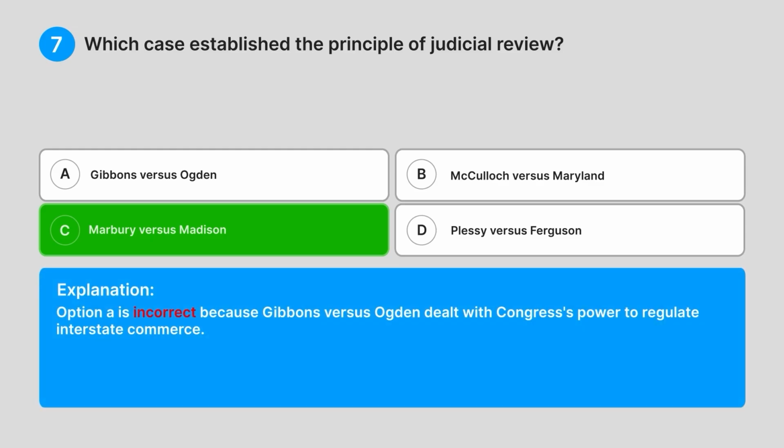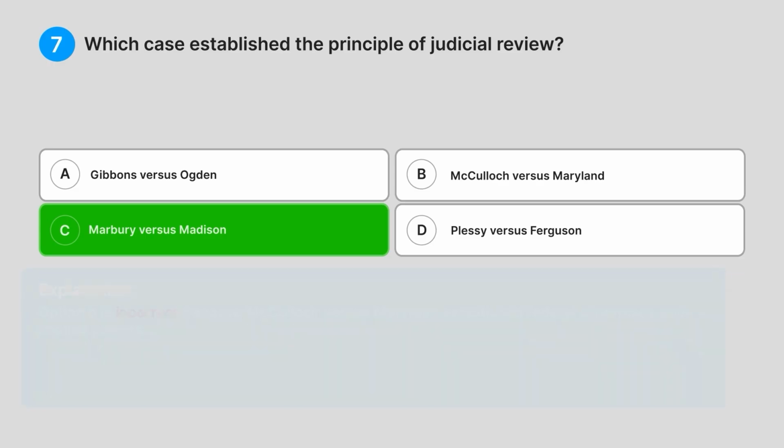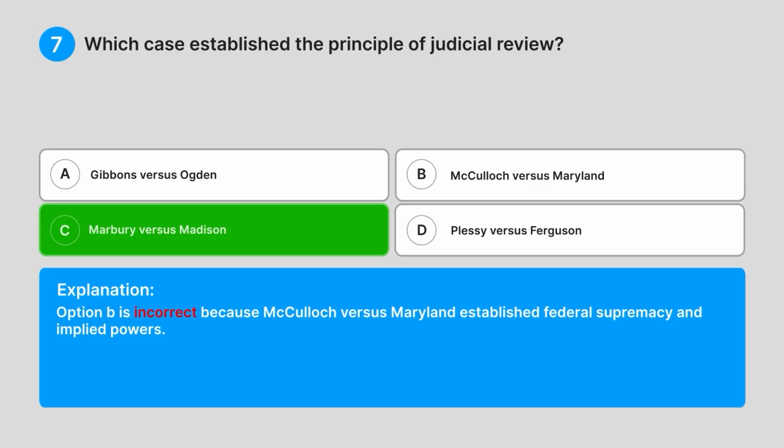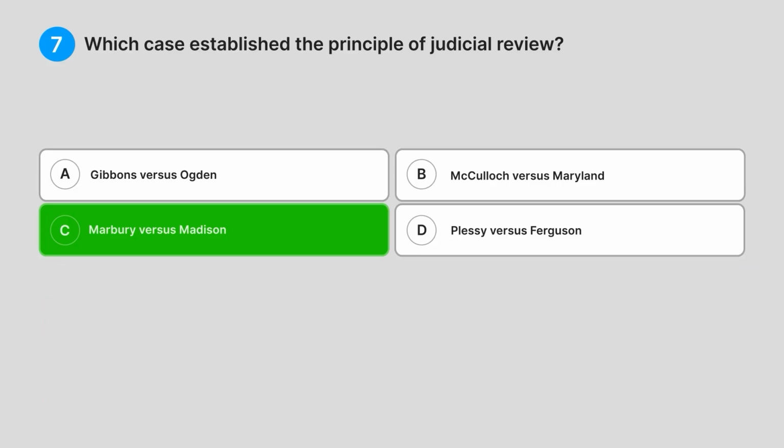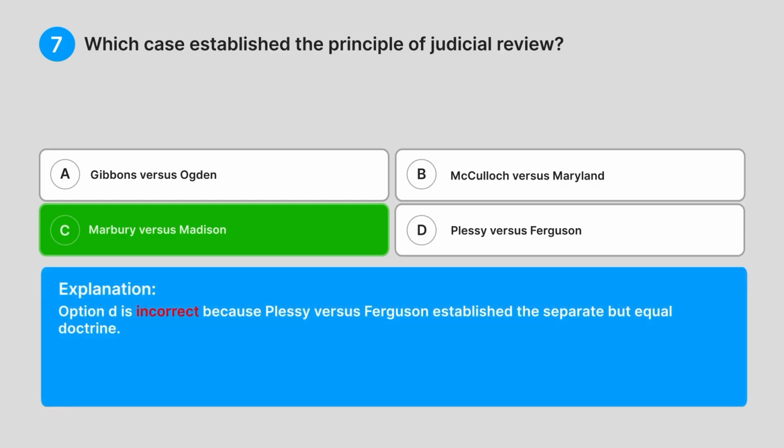Option A is incorrect because Gibbons versus Ogden dealt with Congress's power to regulate interstate commerce. Option B is incorrect because McCulloch versus Maryland established federal supremacy and implied powers. Option D is incorrect because Plessy versus Ferguson established the separate but equal doctrine.